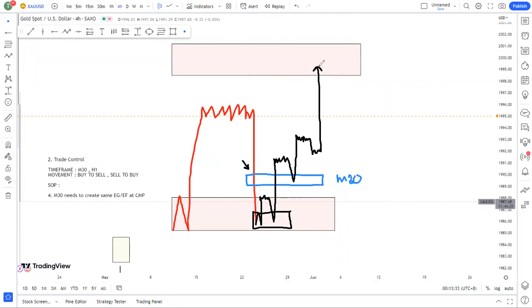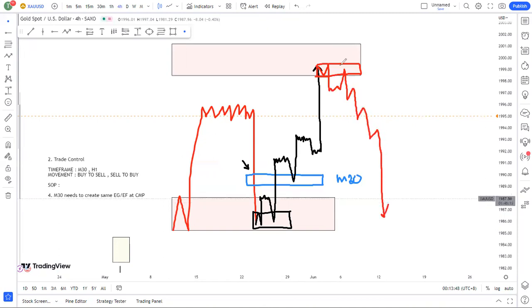By looking at the M30. Same thing: trade control, and EF, and then it went down until the buy zone. So do you understand it? Understood. Okay, so let's see in the chart.